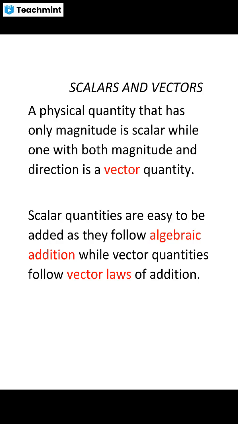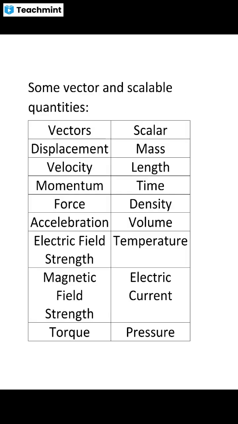So let's go to the next page. Let's go to the examples of scalar quantity. Sorry, this is a typo. It's not scalable. It's scalar quantity, scalar and vector quantity. So on the first column, we have the vectors. On the second column, we have the scalar. So displacement is a vector, mass is a scalar, velocity is a vector, length is a scalar.